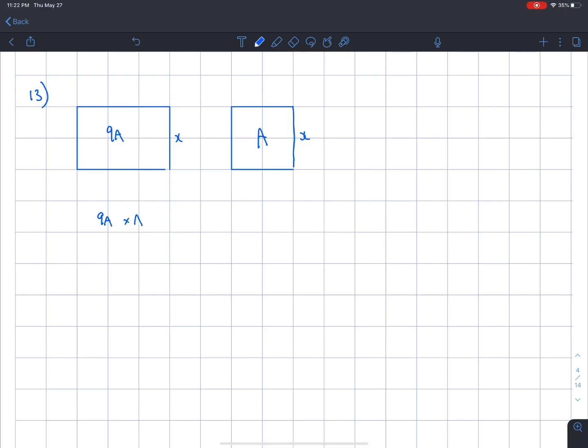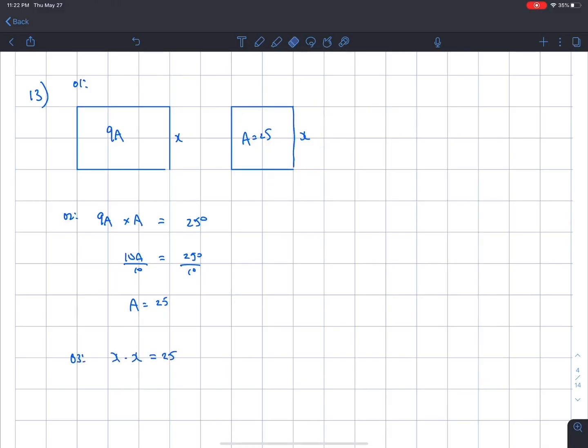So 9a times a equals 250. We have 10a equals 250, and then divide both sides by 10, we get a equals 25. So this a equals 25. So now that we have this, this would be my step number 1, step number 2.